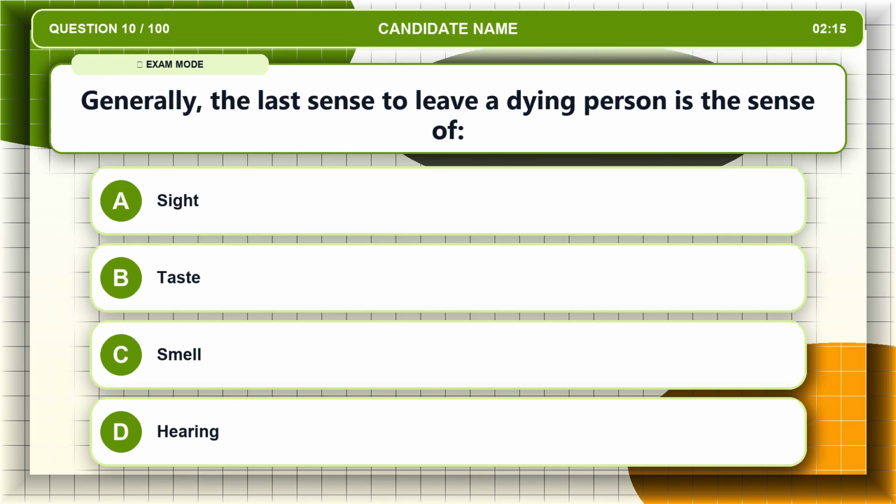Question 10. Generally, the last sense to leave a dying person is the sense of: Option A, sight. Option B, taste. Option C, smell. Option D, hearing.